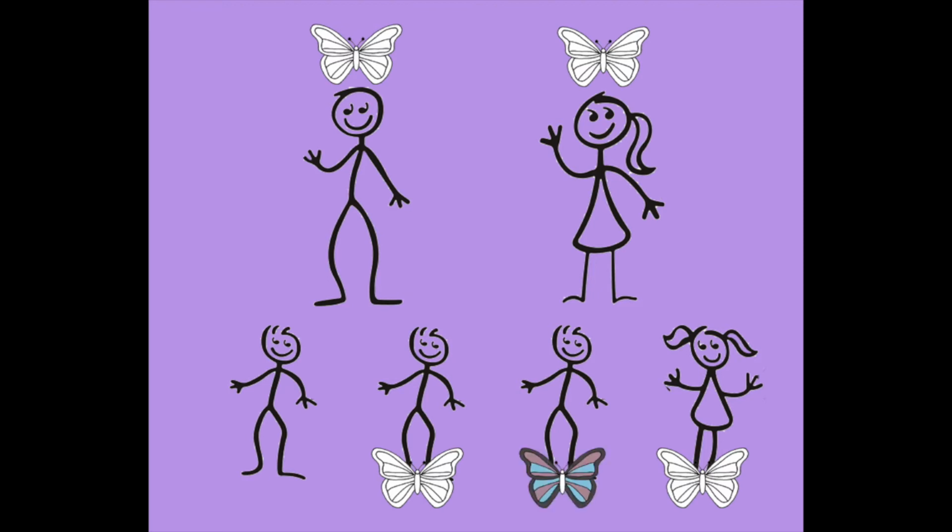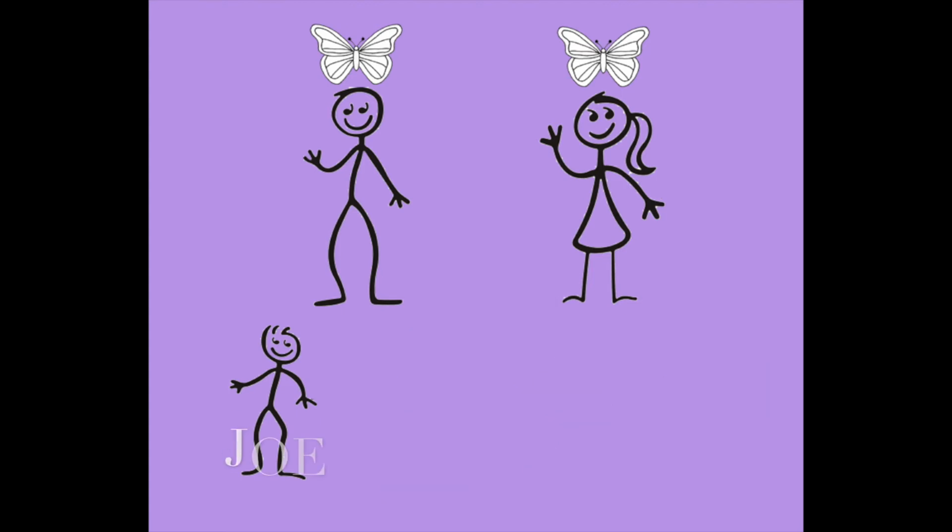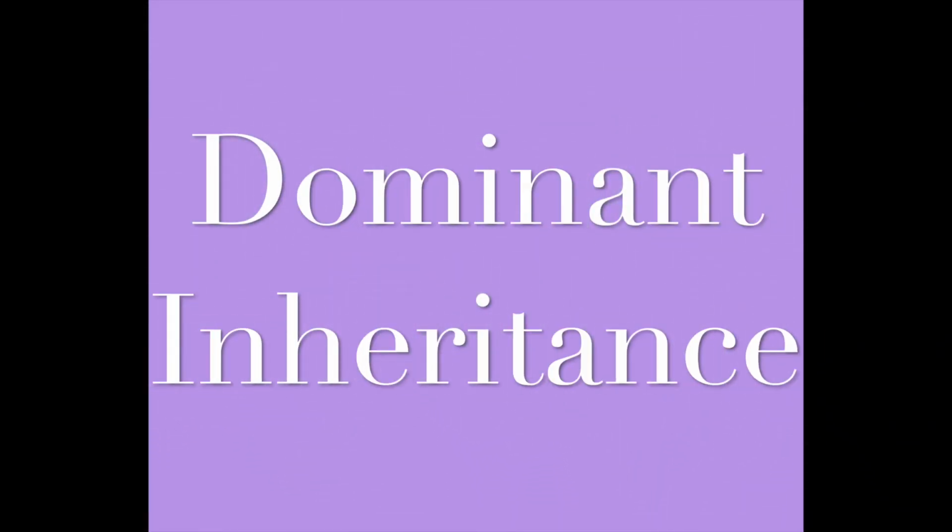The third carrier will show outward signs of EB, but also must have a partner who is a carrier in order to have a child with EB. Joe here has no chance of having a child with EB. So let's talk next about dominant inheritance.